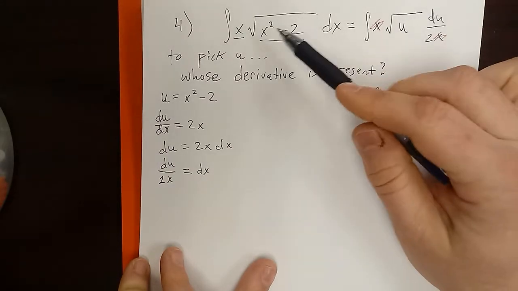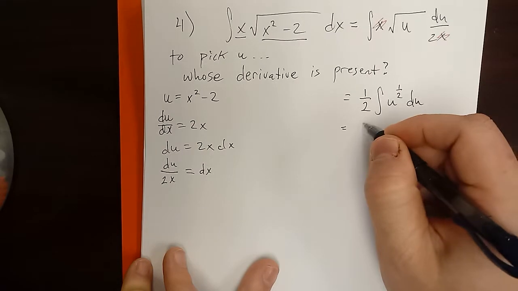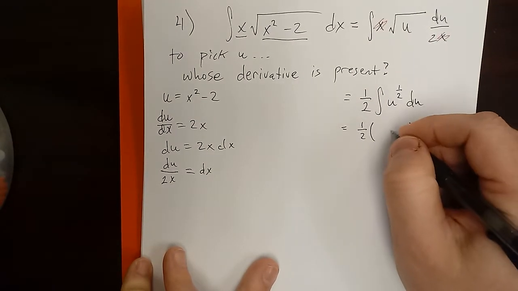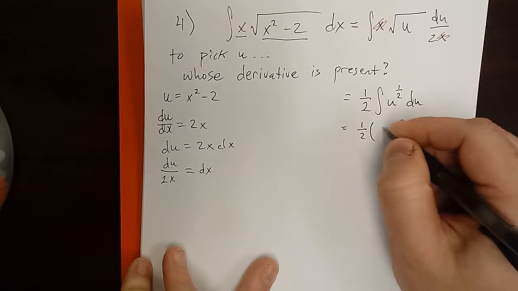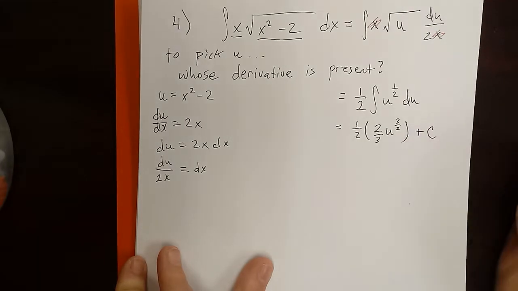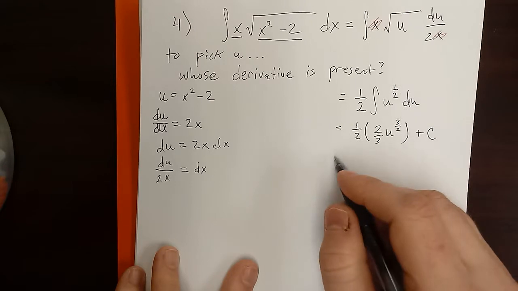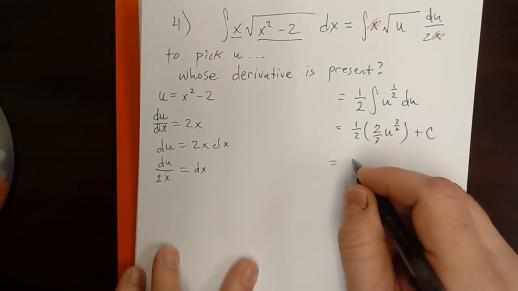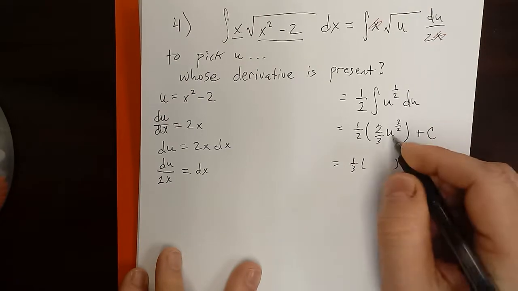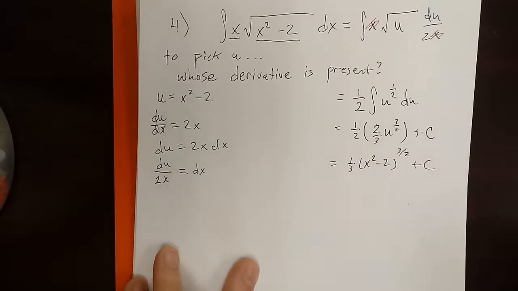Now it took this really gross looking thing and made it look really simple. So 1/2 parentheses, that's going to be u to the 3/2, because we add 1 to it, multiply by the reciprocal, don't forget it this time, Canfield, plus c. With some simplification, those 2's cancel, and we're left with 1/3. And then I'm going to write this as u to the 3/2, and u was x squared minus 2, plus c.